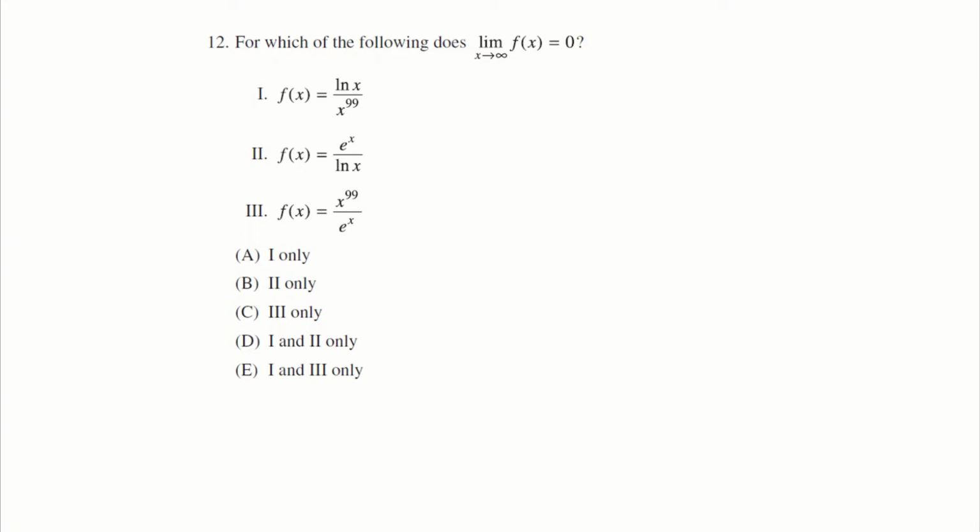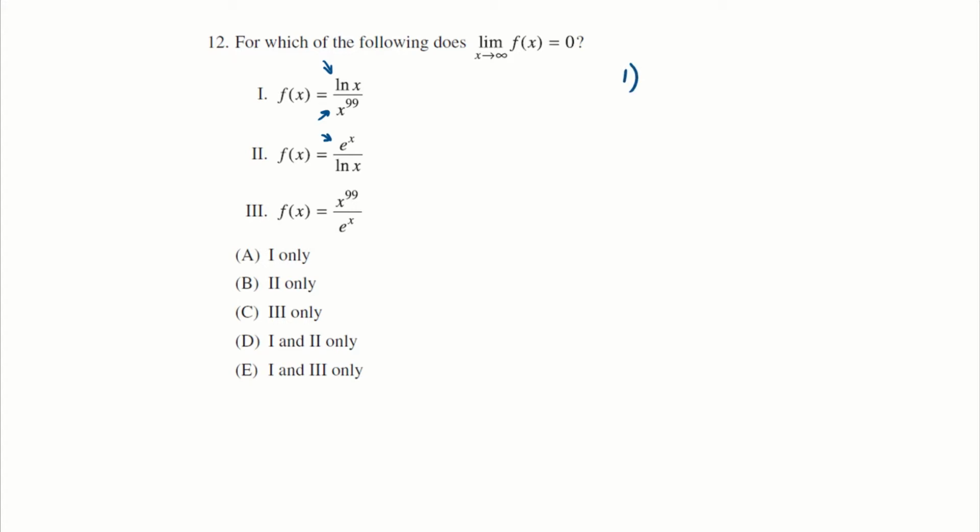Second one, for which of the following does the limit as x approaches infinity of f of x equals 0? This question can be really easy if you understand the rate of growth of different types of functions as x goes to infinity. And so that is one way to solve it. Looking at these, we have 3 different types of functions. ln of x, x to the 99th, and e to the x. Or generally a logarithmic function, a polynomial function, and an exponential function.